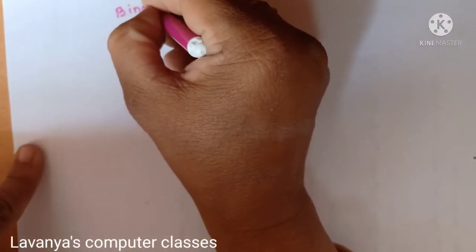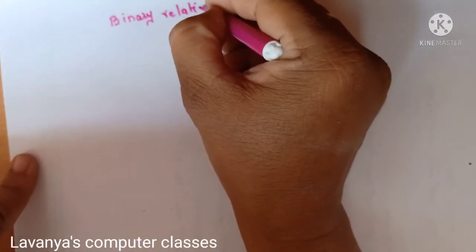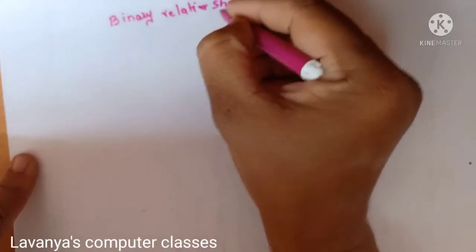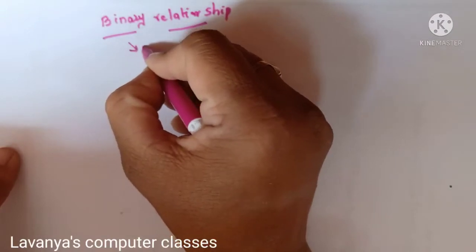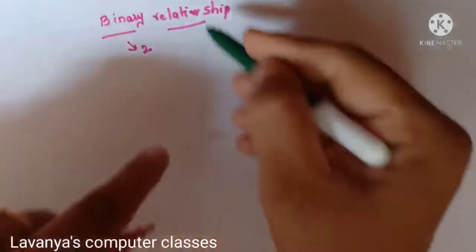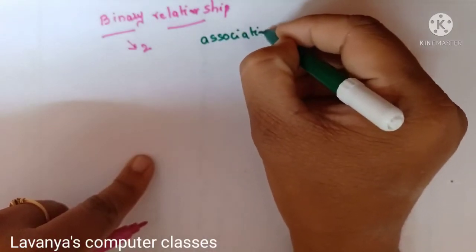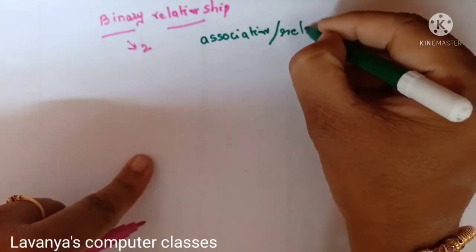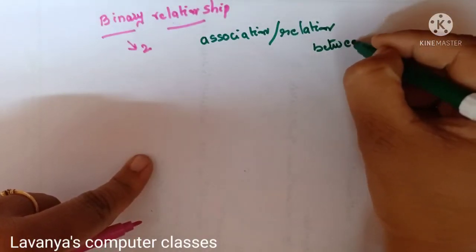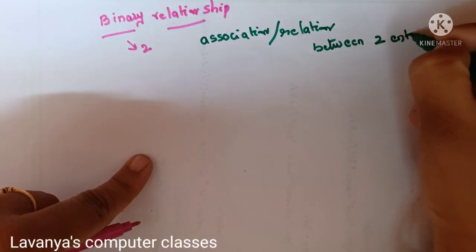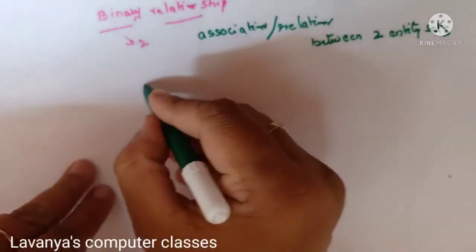Second one is binary relationship. The second category of relationships is binary relationship. We know binary means 2. So in this relationship, 2 entity sets are participated. The association or relation between 2 entity sets is known as a binary relationship.